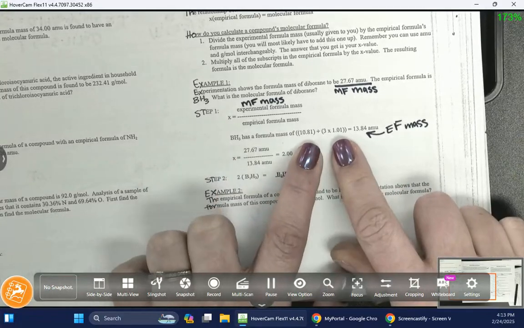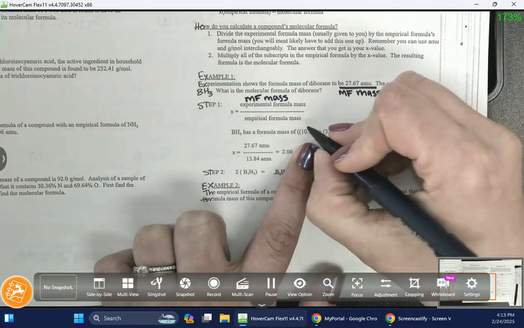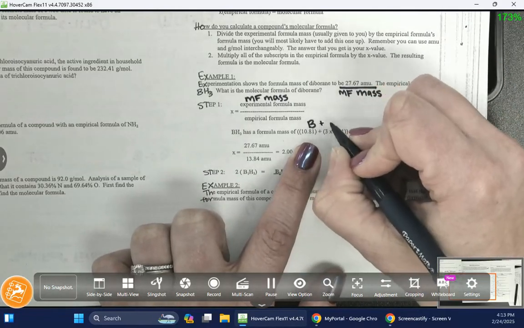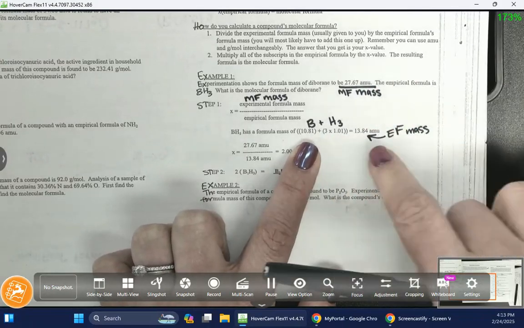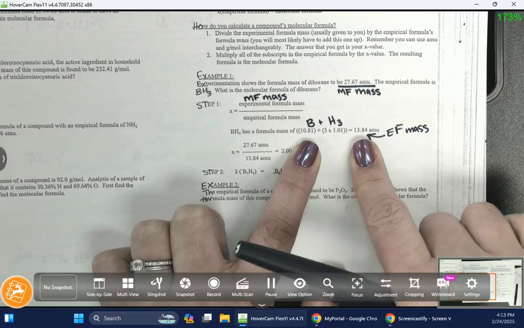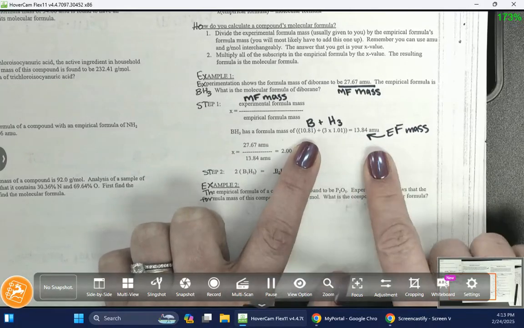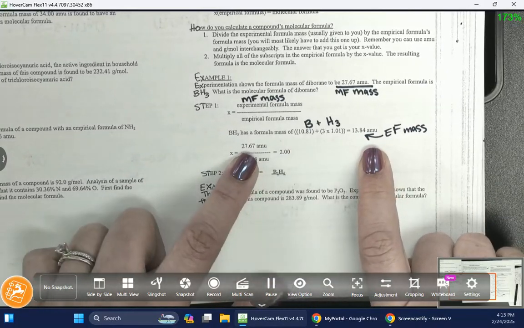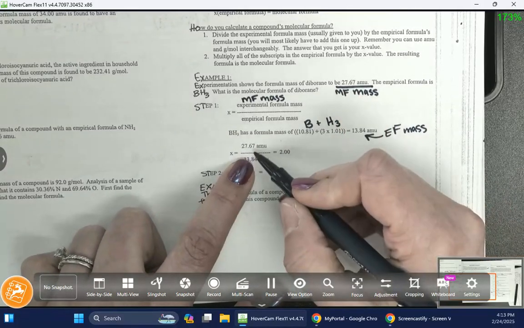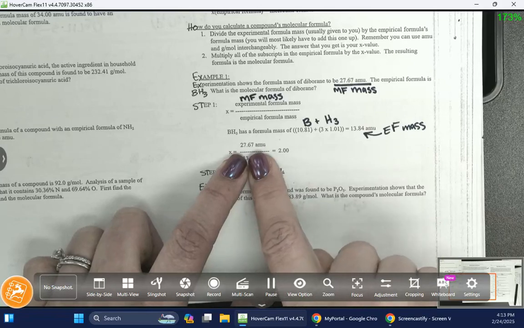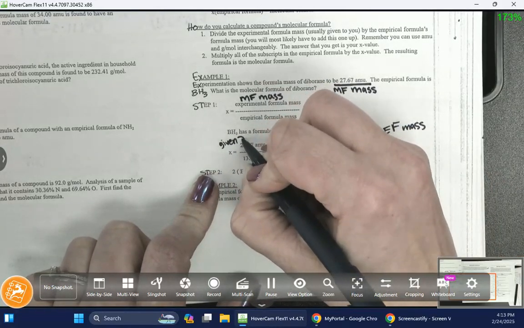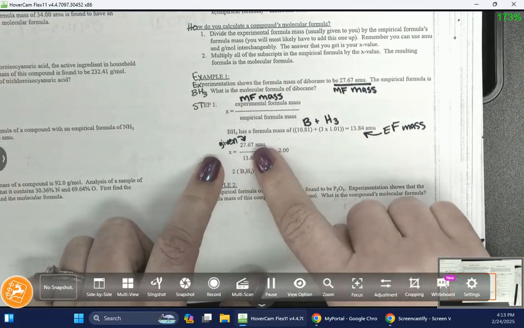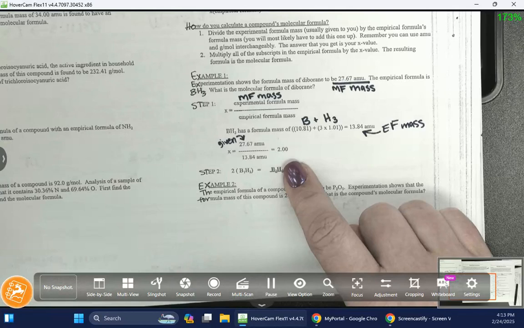The way that we got that was that we saw boron plus 3 hydrogens gave us 13.84 AMU. That was our empirical formula mass. The 27.67 was the molecular formula mass. That was given to you. Okay? When we divide them, we got the number 2.